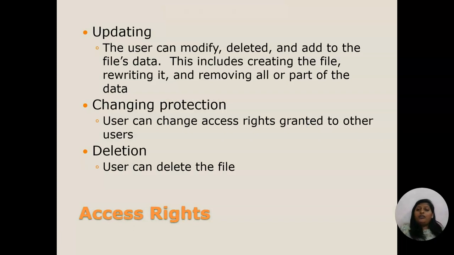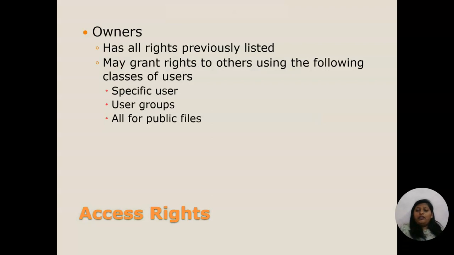Then updating: the user can modify, delete and add to the file's data. This includes creating the file, rewriting it, and removing all or part of the data. Then changing protection: user can change access rights granted to other users. Then deletion: user can delete the file. Then owners: has all rights previously listed, and can grant rights to others. We grant rights to others using the following classes of users, that is specific user, user groups, and all, the public files.